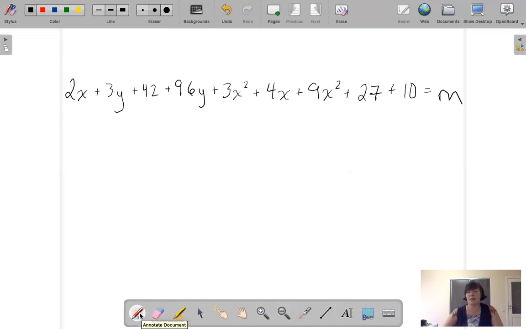All right, let's look for our like terms. I always just start here. So I've got 2x. Let's look for my other x's. There's a 4x. Okay, that's all I've got. 2x plus 4x is 6x. Then I go to my next one. I've got a y. Let's look for my other y's. 96y. That's it. 96 plus 3 is 99y.